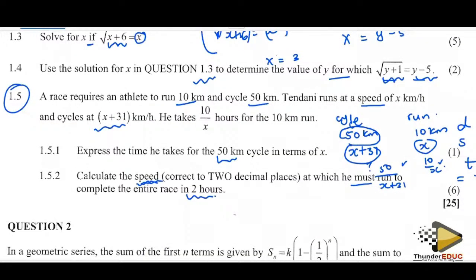Done. Then question number 2. They're telling us that in a geometric series, so we know that in a geometric series, that's where we have a common ratio. The sum of the first n terms is given by this formula, and the sum to infinity is this. What is important is the sum to infinity. And for this, they want us to get the values of, okay, that is for maths. So what do we know?